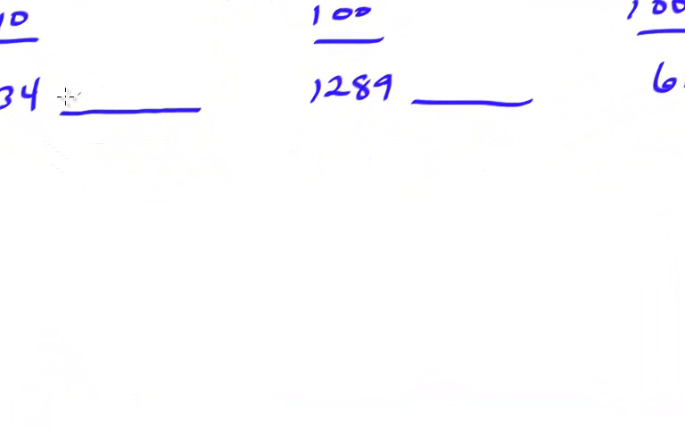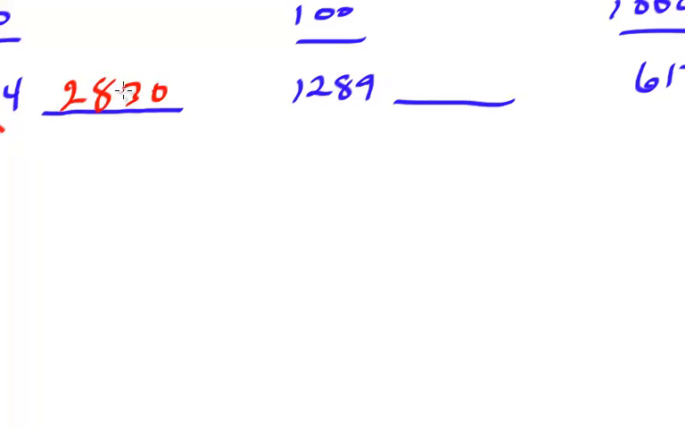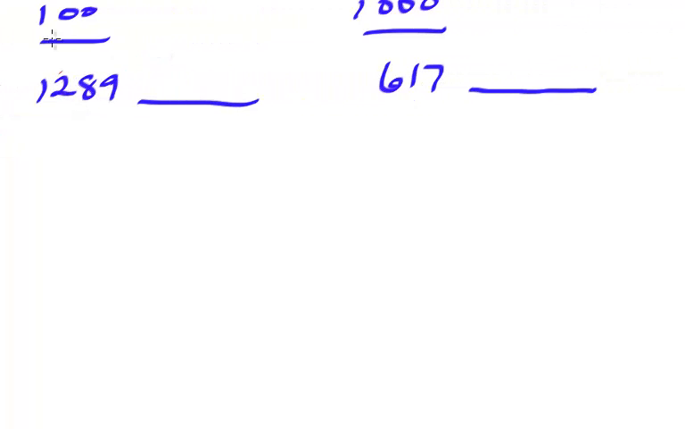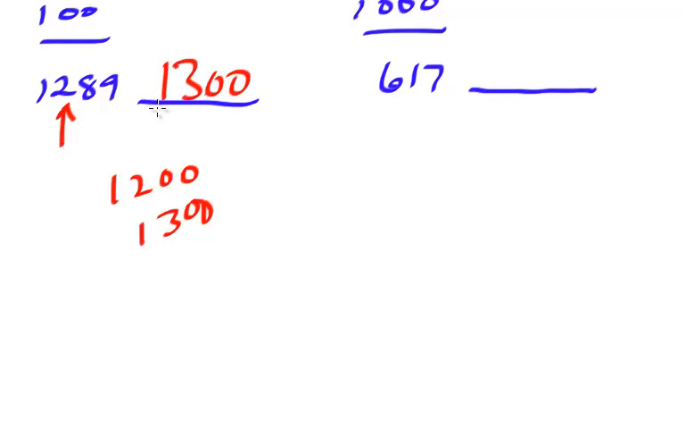All right, well, I'm going to go ahead and work these. This is in the tens. This is 2830. That's a 3. This is the hundreds place, which is the 2. So this is either going to, remember, be 1,200 or 1,300, and it's going to be 1,300 because this 8 is greater than 5.